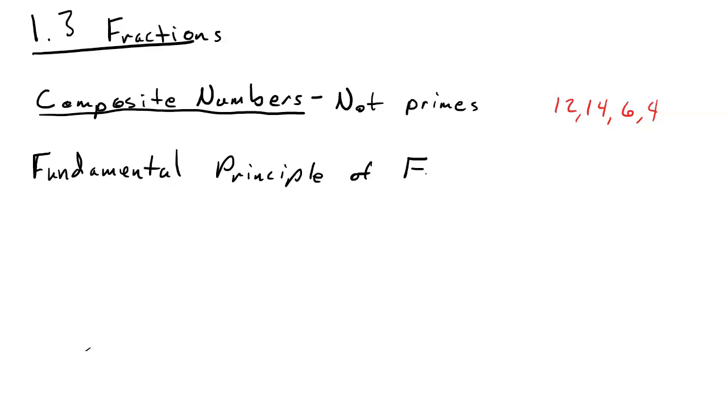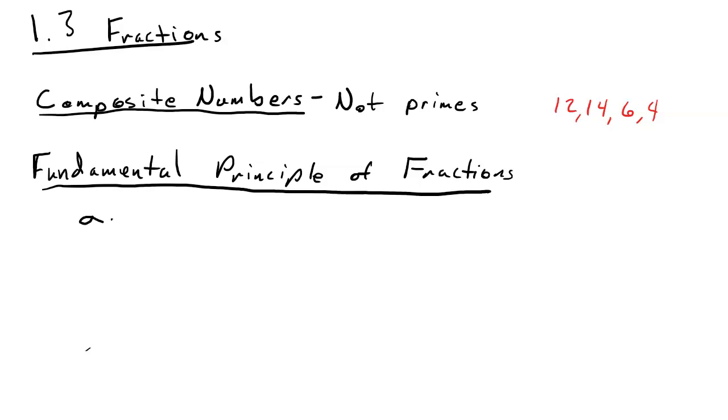I actually already explained this, or at least used it in one of my examples. The fundamental principle of fractions simply says that if you have A times C over B times C, then this fraction equals A over B. Why? Because C over C equals 1.